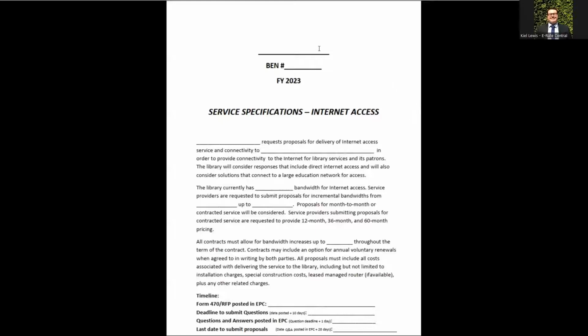At the top, we have a field for the library's name. I will be entering a sample library name. After that, we have the BEN number, the Billed Entity Number, and again, this will just be a sample here, but the BEN is important because it identifies the library in the EPC portal.